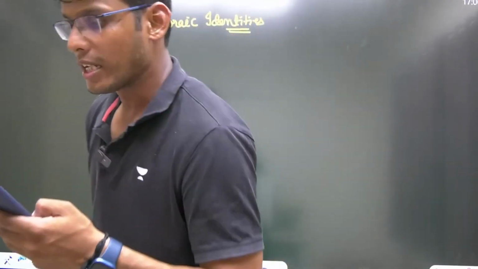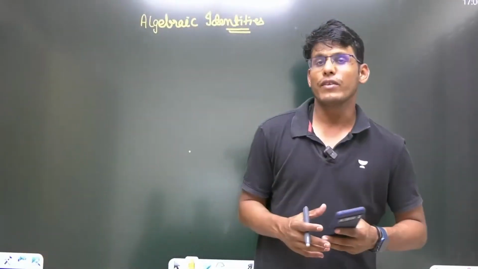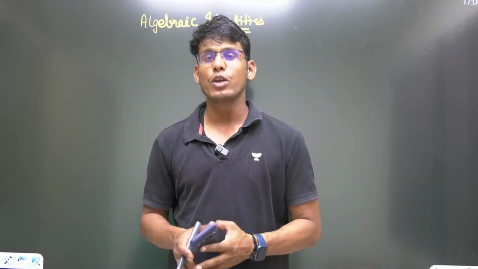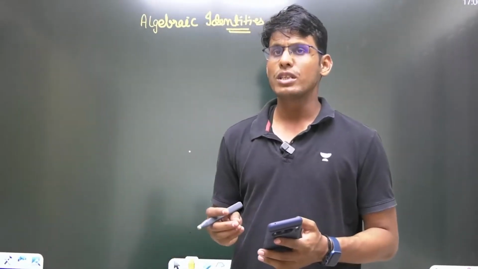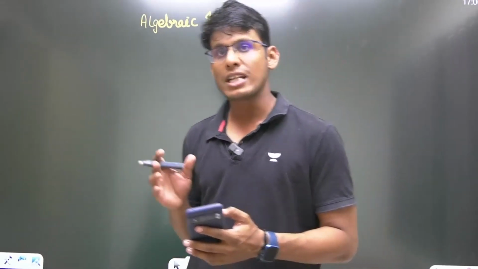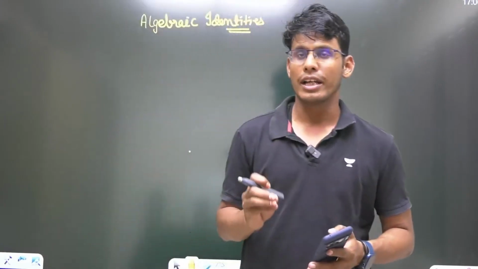Perfect. Yes. So my name is Prashant Jain and this is the third lecture of the IOQM English course. Like I promised, we will be doing algebraic identities in this lecture.